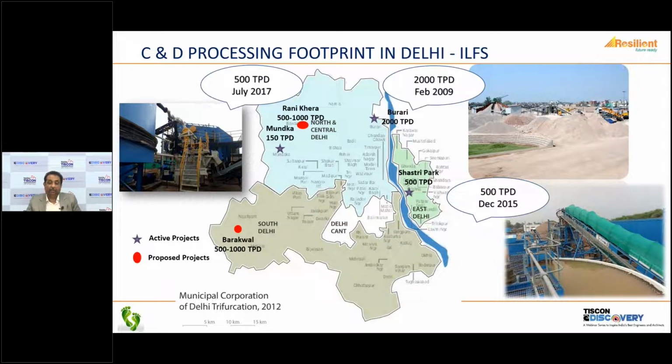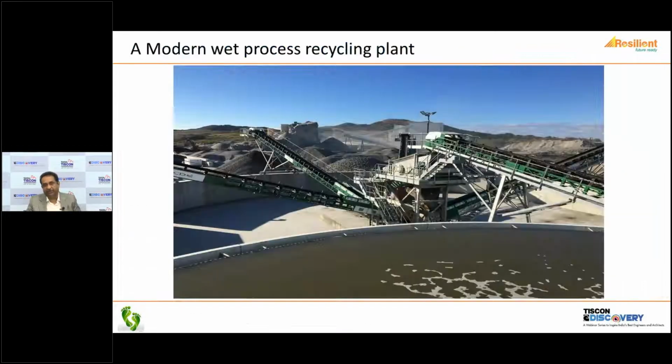Let's have a look at what they do in Delhi. Before we go, we need to understand the difference between the wet process and the dry process. When you deal with construction and demolition waste, which is coming from different sources and mixed together, then you really need a wet process facility to clean the aggregates, segregate them, and make them useful in your application.